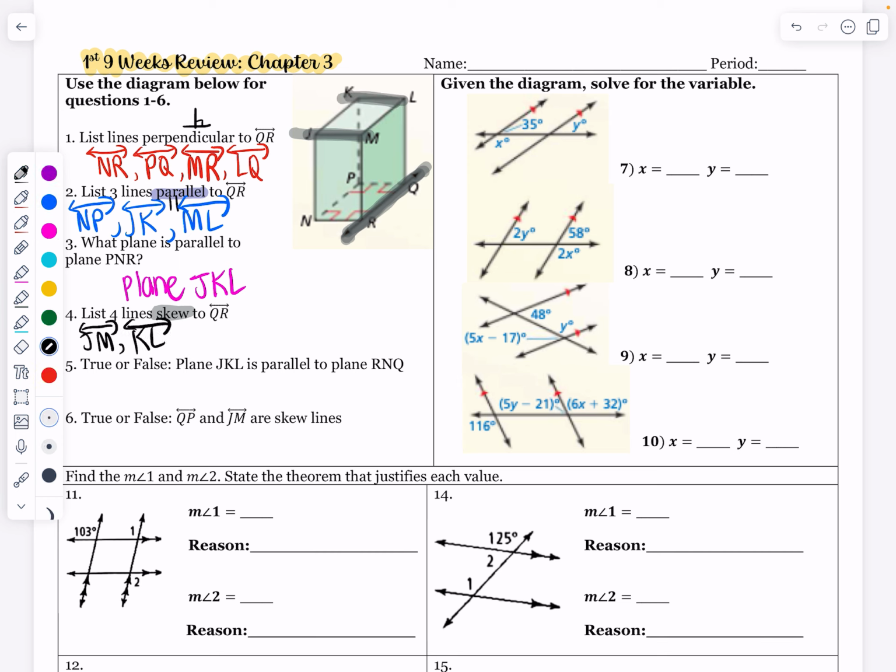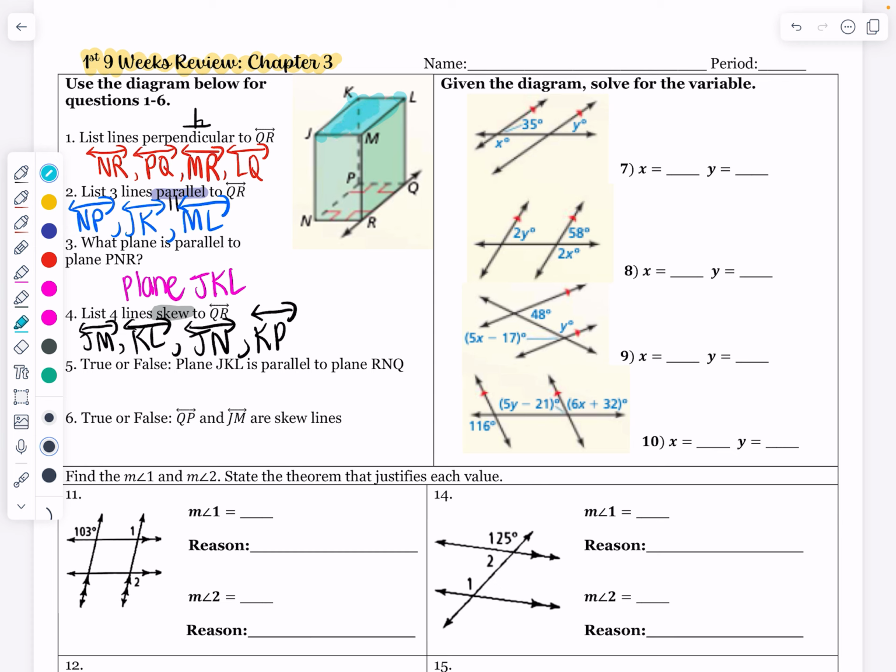If they said segments, I'd do a segment symbol, but they say lines, so I'm going to do a line symbol. Who else is skew? We could also name this one right here. JN is going to be skew to QR. It's on a different plane. And this one right here in the back, K to P. So those are some skew lines to line QR. They're never ever going to cross, but they face different directions. They're non-coplanar.